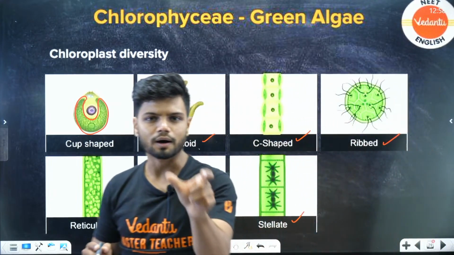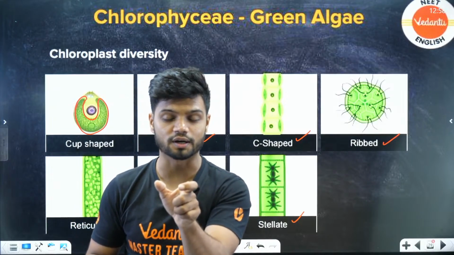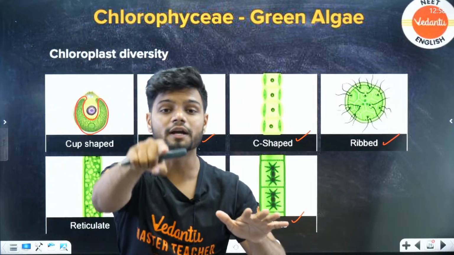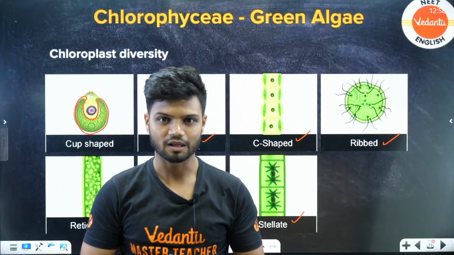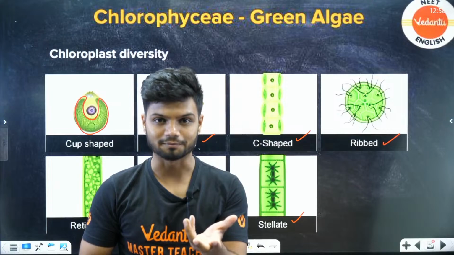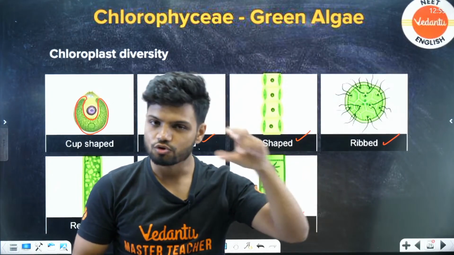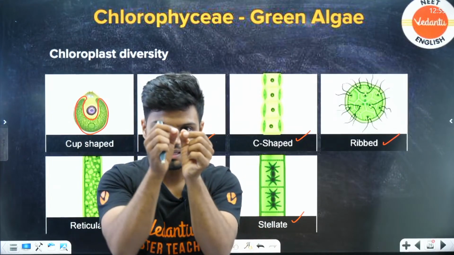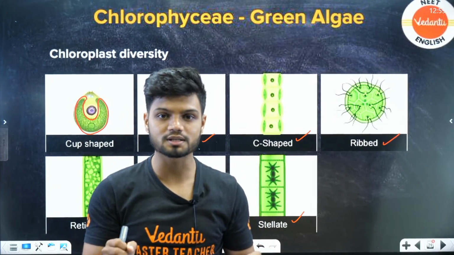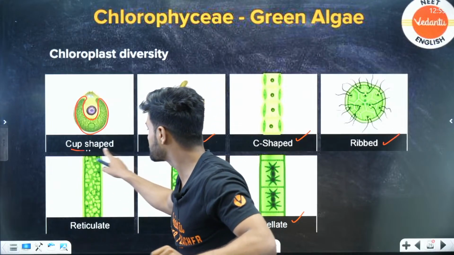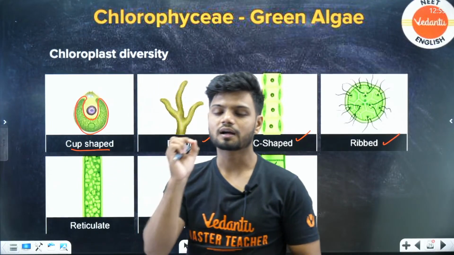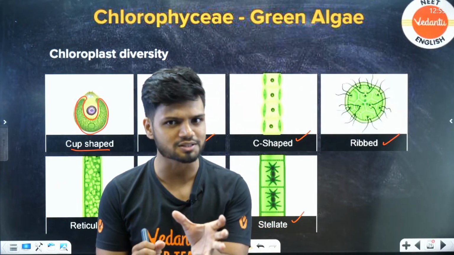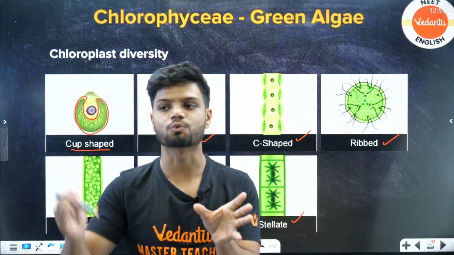Now, based on the chloroplast structure, we can actually divide different types of algae belonging to green algae. For example, they might give you an experiment. They'll give you a group of algae. You have to tell me which is which algae. That time you will tell, sir, this algae is Chlamydomonas because it has cup-shaped chloroplast. So, based on the shape of chloroplast, you can tell which particular algae is which one.